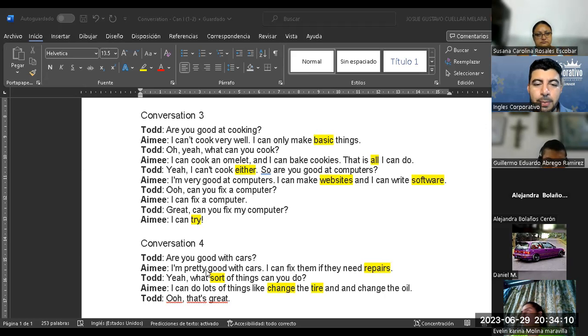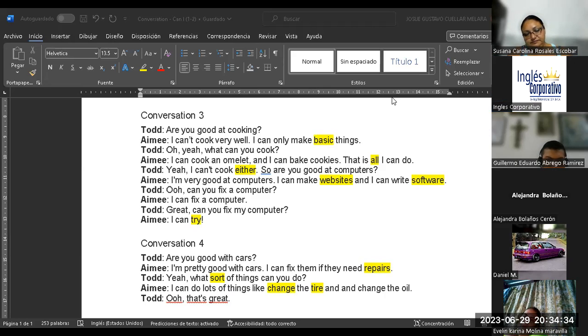Because he's a mechanic. So, and the difficult words are basic, all, either, website, software, try, repairs, sort, change, tire. Okay, maybe you can help me sending a screenshot of this conversation, and we can practice a little bit in pairs, okay? Maybe Rivas can help us, or I don't know if Maritza. Maybe we can have this screenshot, please, my friend.